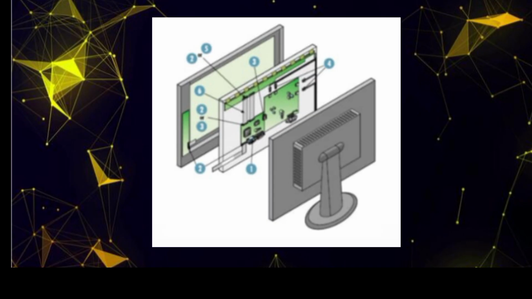Wafer socket, labeled 3, 4, 5, a small electrical connector used for various internal wiring connections in the monitor. Wire harness, labeled 6, a bundle of wires that organizes and routes electrical connections throughout the device.